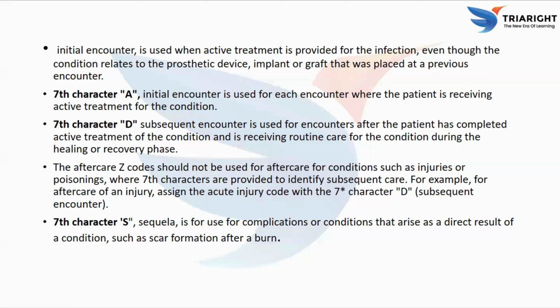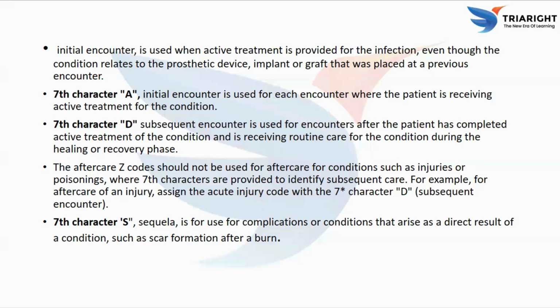For example, a patient develops an infection of a knee prosthesis placed 2 years ago. They are admitted now for IV antibiotics. You still have to use seventh character A because the treatment is active, because they are receiving the antibiotics, right?